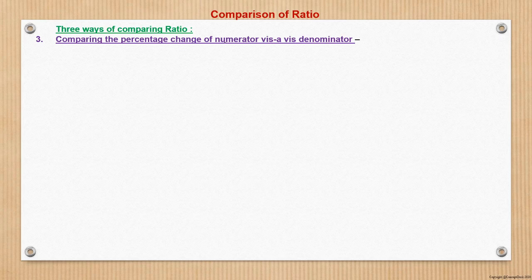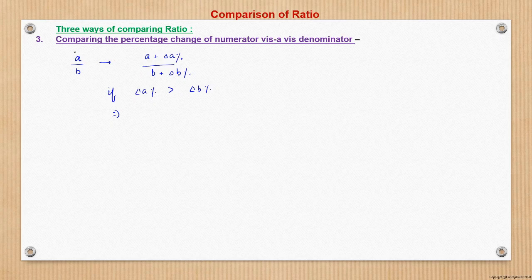So comparing the percentage change of numerator vis-a-vis denominator, this method says if a by b, such that a increases by delta a percent and b increases by delta b percent, what happens if delta a in percentage term is more than delta b in percentage term? Then the numerator a increases by a higher percentage than b, because delta a percentage is more than delta b.